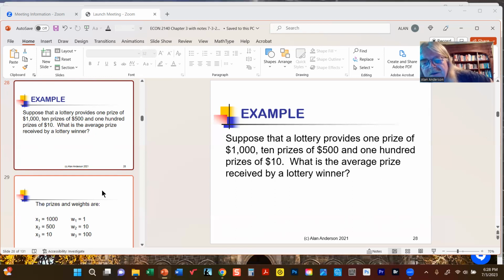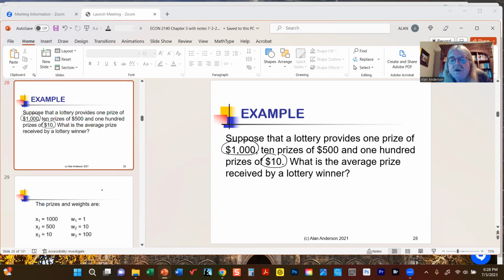Now, the one thing we're not going to do here is add up 1,000 plus 500 plus 10 and divide by 3. Why not? Well, here's why. Because there's a lot more $10 prizes than $1,000 prizes. We have to find a way to take that into account. Otherwise, the result we get will be very badly distorted. So how do we do that? Oh, wait a minute. This is a perfect opportunity to use the weighted average, because the 3 prizes do not occur with equal frequency.